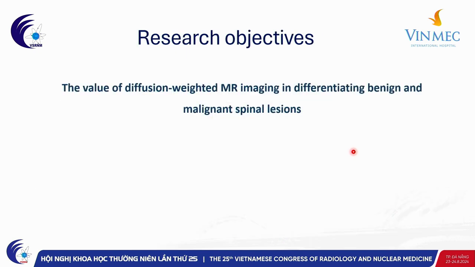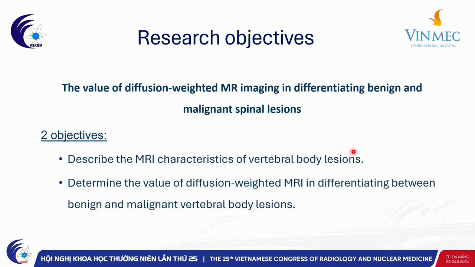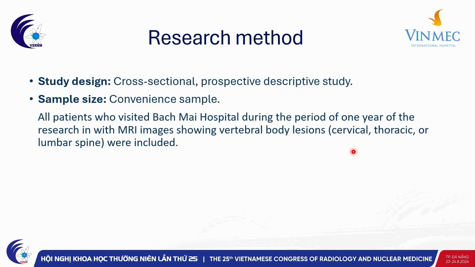So that's why we did the research on the value of DWI imaging in differentiating benign and malignant spinal lesions with two main objectives. The first one is to describe the MRI characteristics of the VB lesions, and the second one is to determine the value of DWI, both qualitatively and quantitatively, in differentiating between benign and malignant VB lesions.